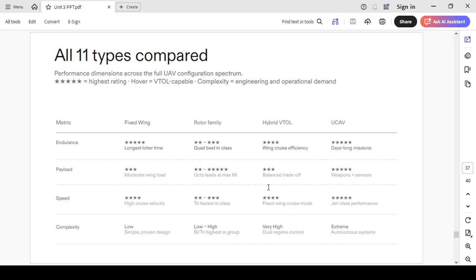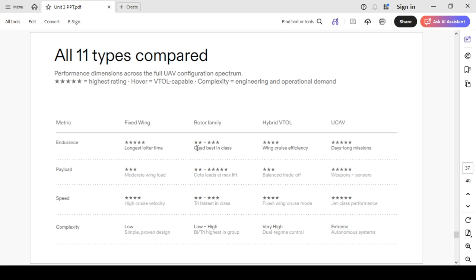So the comparison between all the types is based on the metrics of endurance, payload, speed and complexity: fixed wing, rotor family, hybrid VTOL and unmanned combat aerial vehicles. The fixed wing gives long loiter time, moderate wing loading, high cruise velocity, and a simple and proven design.